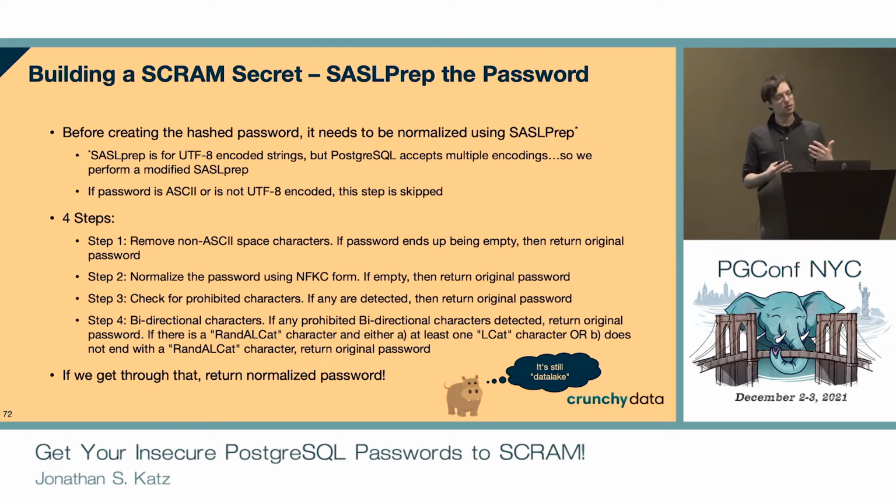But the RFC specifically states that SASLPrep is used for UTF-8 encoded strings. Postgres supports more than just UTF-8. Postgres supports as many encodings as I'm aware of. And basically what happens is Postgres does SASLPrep if you're using UTF-8 encoded strings. If not, it basically just passes it through. So SCRAM will work no matter what. So I guess we work within the standard, but with some flexibility. If you're using a data lake, guess what? It just falls right through because it's using standard ASCII characters.